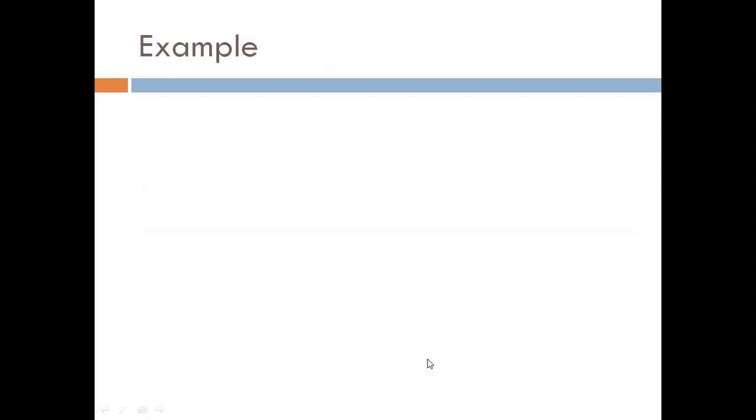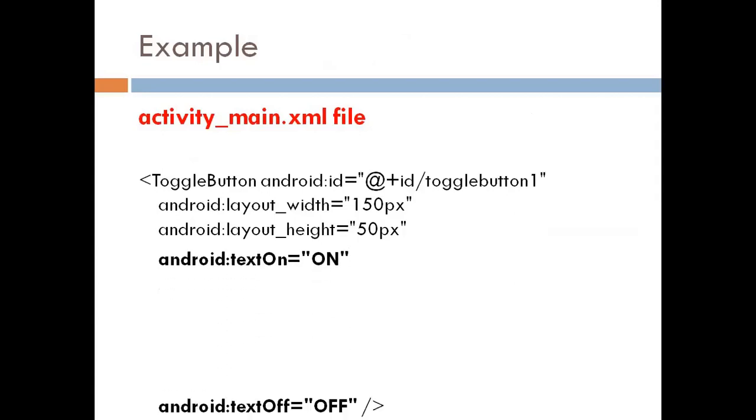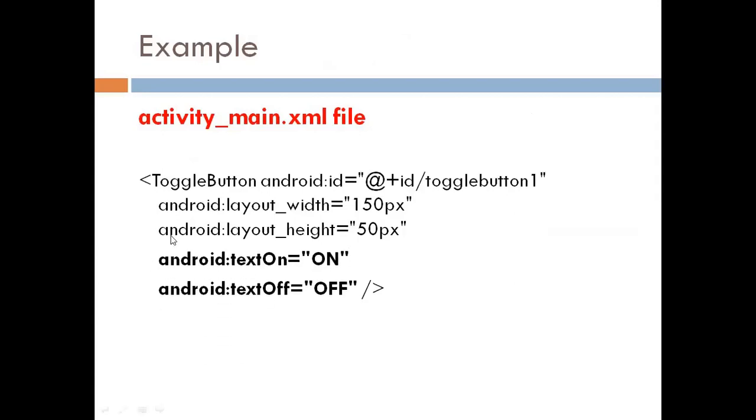Now example of toggle button. So first in activity_main.xml file, this is our layout file. Here we have to drag and drop toggle button from the palette window. So for that, coding is this, the ToggleButton tag, two main attributes, textOn attribute and textOff attribute. On and off are messages. When button is in on condition, on message will be displayed. When button is in off condition, off message will be displayed.